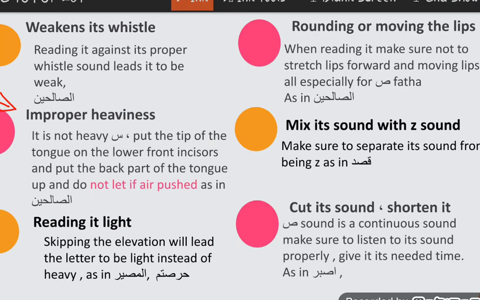The second mistake is improper heaviness. You know that Sad, a heavy letter, is produced from the back part of the tongue, not the front part of the tongue. When reading it while elevating the middle part of the tongue, that will make you produce a heavy Sin, not Sad. To make Sad properly, make sure not to push the air outside. Let the air stay inside. Sa, si, su, as, sa, like this.